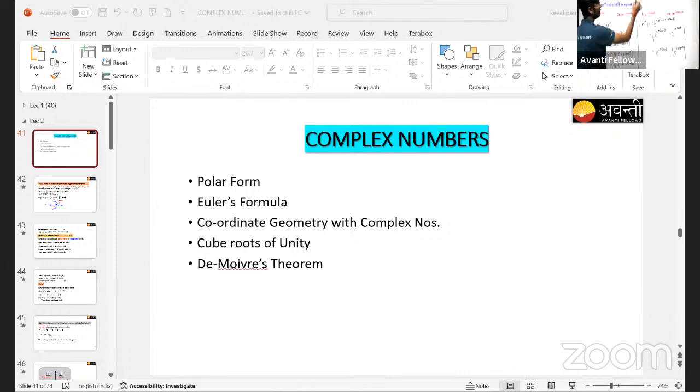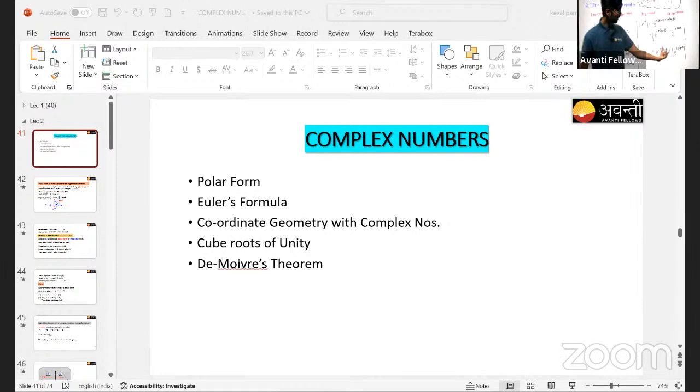Now, I hope you remember this result, that the modulus of e raised to i theta is 1. Why? Because e raised to i theta is cos theta plus i sin theta. So the modulus of e raised to i theta will be the square root of cos square plus sin square, which is equal to 1. Therefore, this is a standard result.